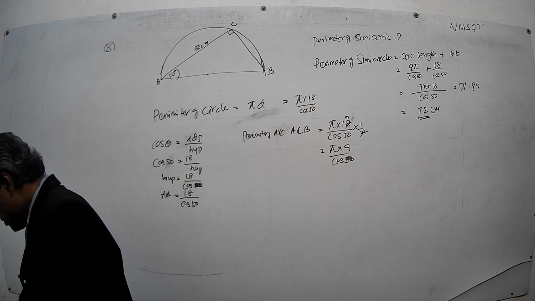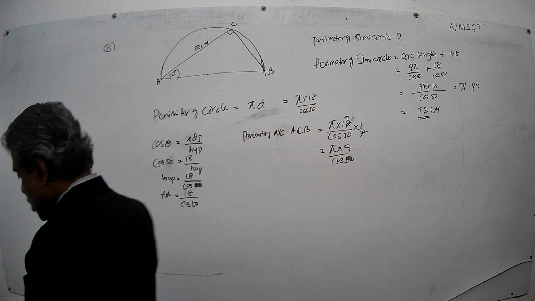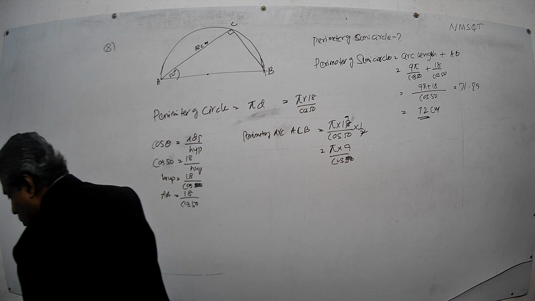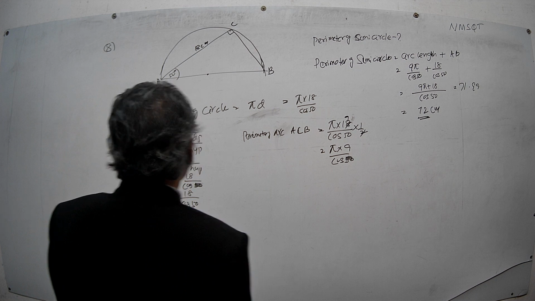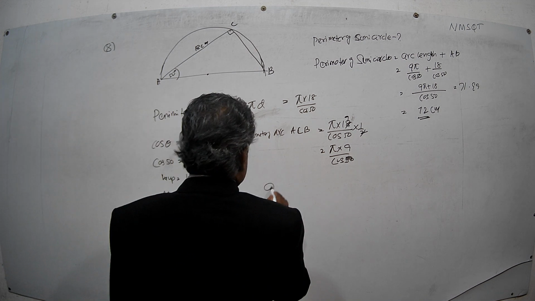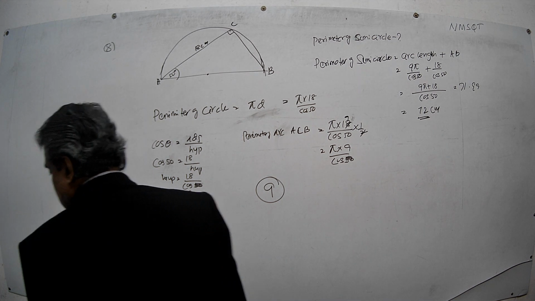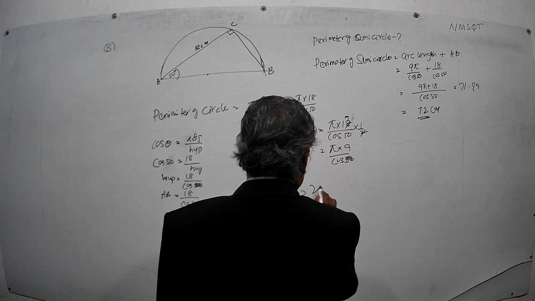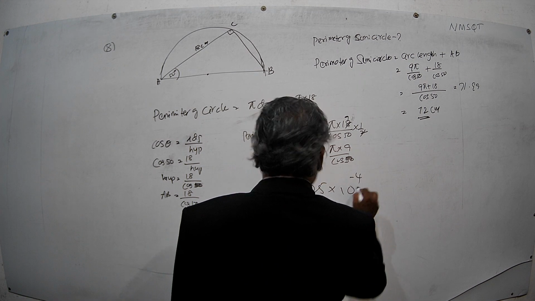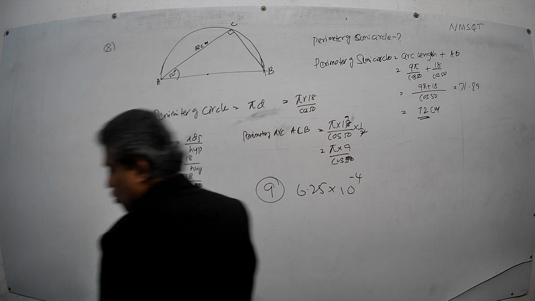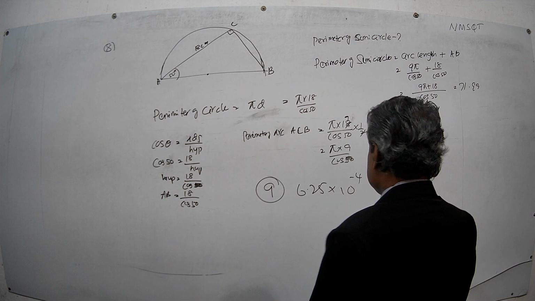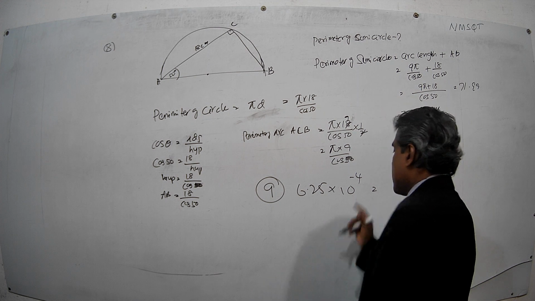Okay, now we are going to the 9th one. Question 9. They ask to write 6.25 times 10 to the power minus 4 as an ordinary number, right? As an ordinary number, how do you write this from standard form?